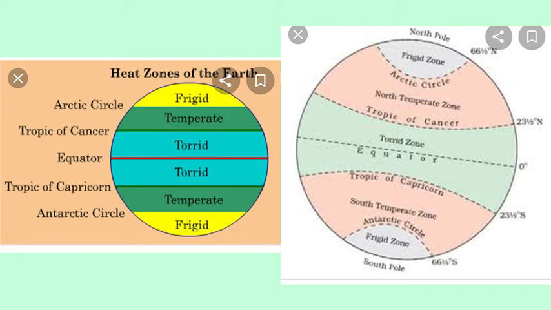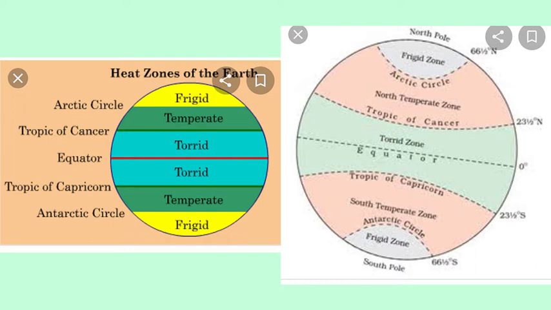As we know, temperature decreases gradually from the equator to the poles. So from the equator to the poles, North Pole and South Pole, temperature gradually decreases. This is because of the difference in the angle of incidence of sunlight. So the reason is the difference in the angle of sunlight.